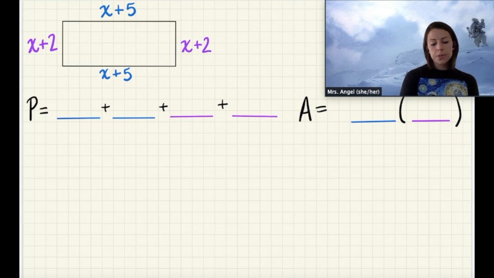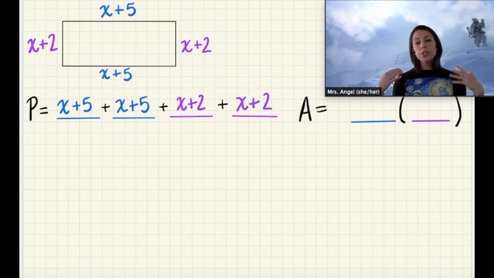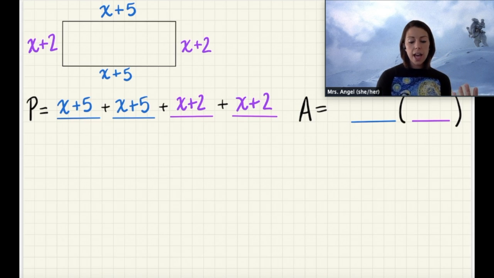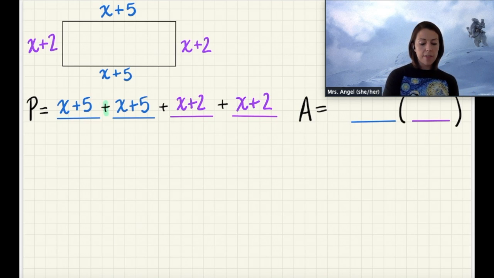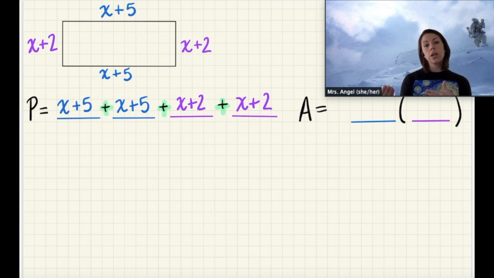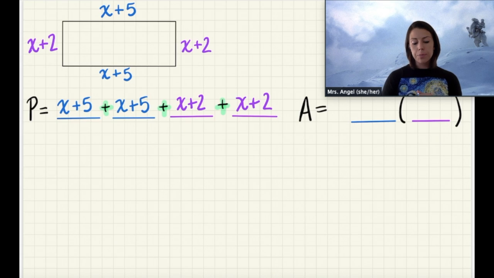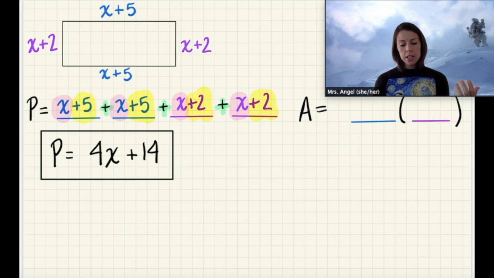So let's set it up. So that's length, that's x plus 5 plus x plus 5 plus width, x plus 2 plus x plus 2. So whenever you're dealing with perimeter, notice that we are adding here. So whenever you have an expression with addition, you're always looking to combine like terms. Go ahead and simplify the perimeter now. Okay, now let's look at the area.